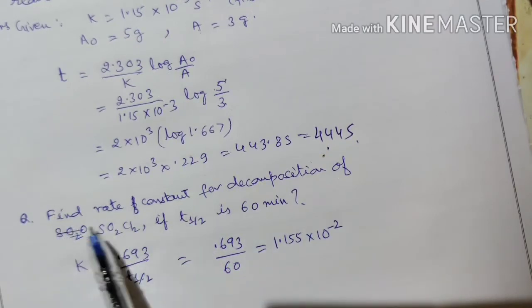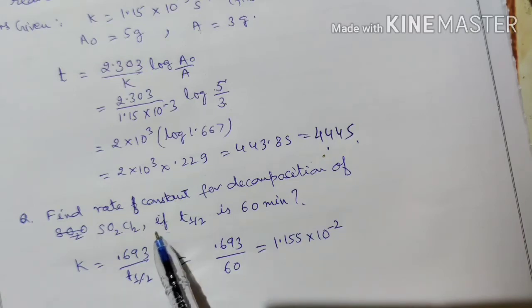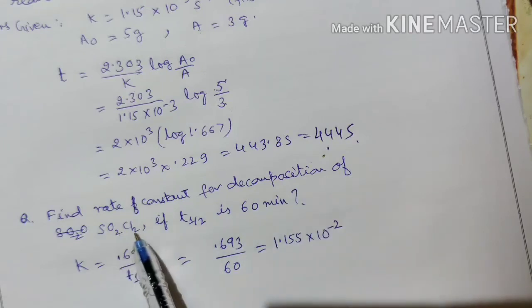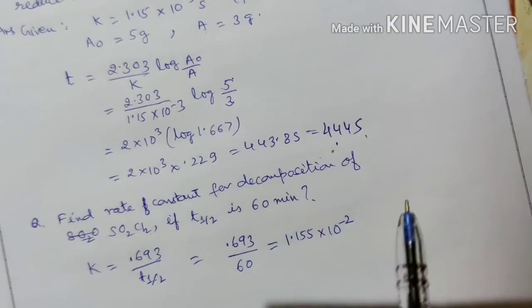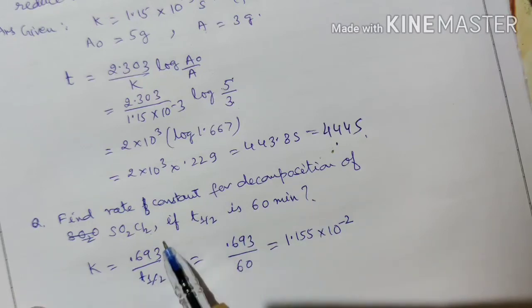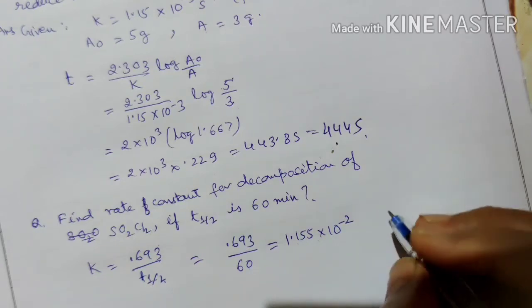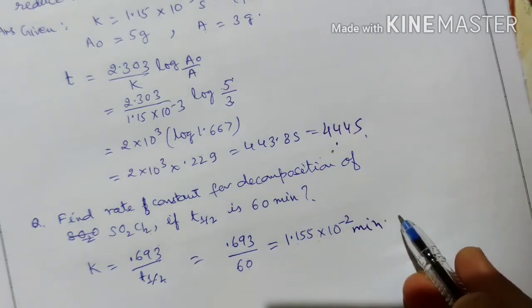Now the another example is a 5 mark question for the rate constant. We have to find out the rate constant. Find rate constant for the decomposition of SO2Cl2 if T half is given 60 minutes. It is very simple because you know the relationship. K is equal to 0.693 upon T half. So 0.693 upon 60 is equal to 1.55 into 10 to the power minus 2. Then we will write here minute, because the time is given in minute.